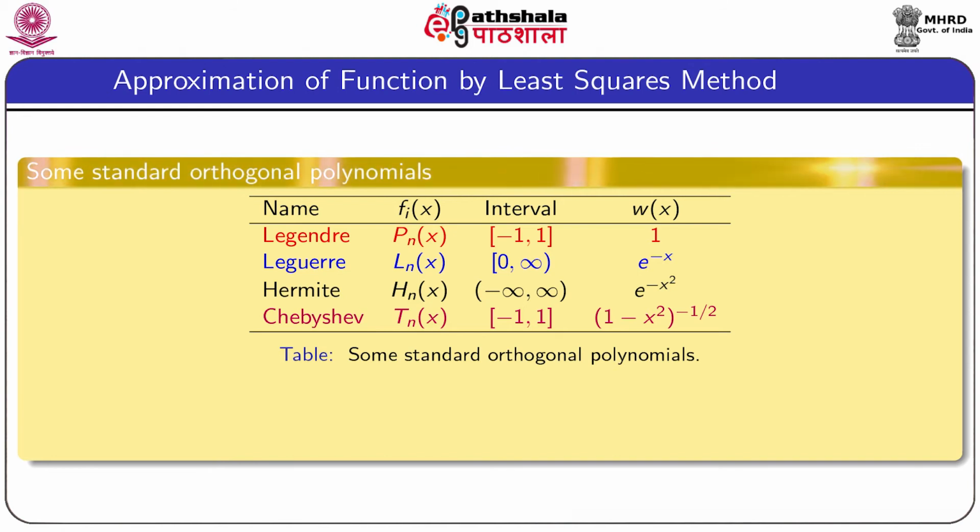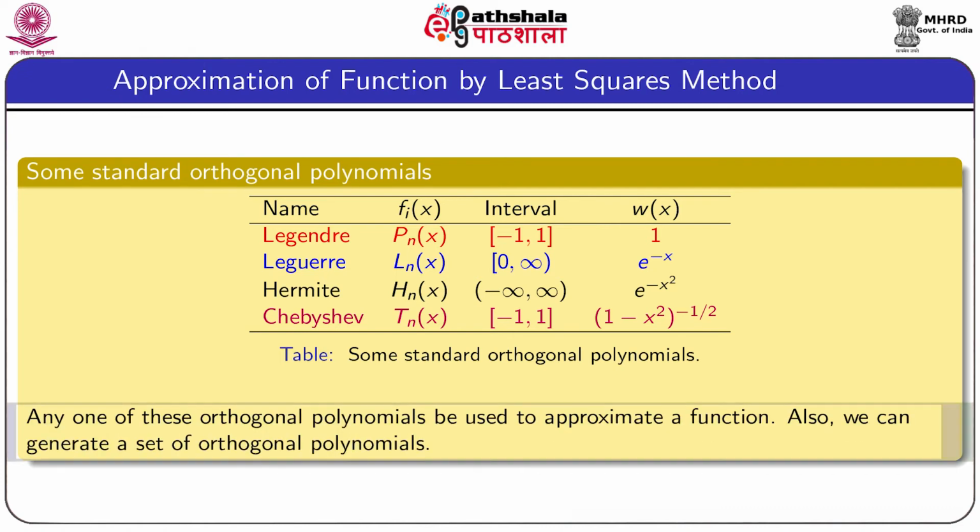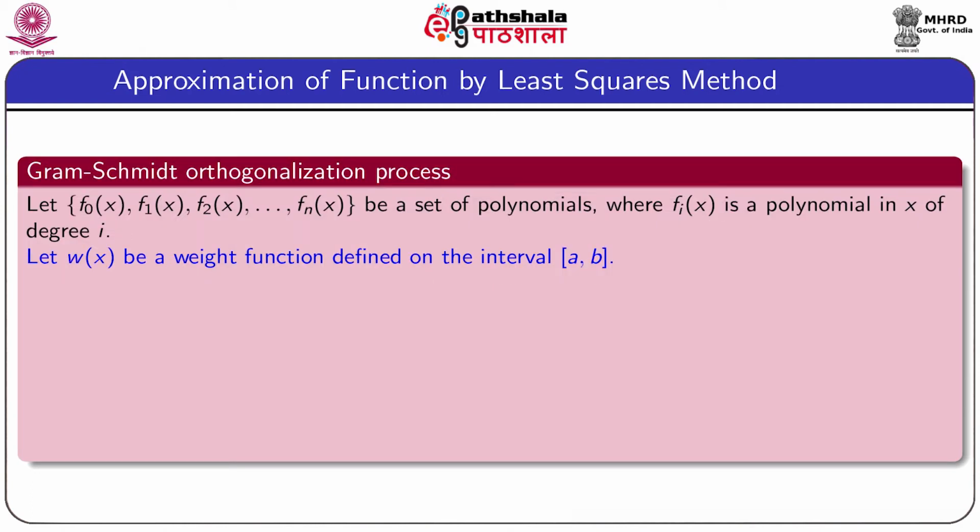And another orthogonal polynomial is the Chebyshev polynomial denoted by Tn(x), defined on the closed interval minus 1 to 1, and the corresponding weight is 1 minus x square to the power minus half. So, any of these orthogonal polynomials can be used to approximate a function. Again, we can generate a set of orthogonal polynomials by using different methods. Now, we consider one interesting method called the Gram-Schmidt orthogonalization process to construct a set of orthogonal polynomials.